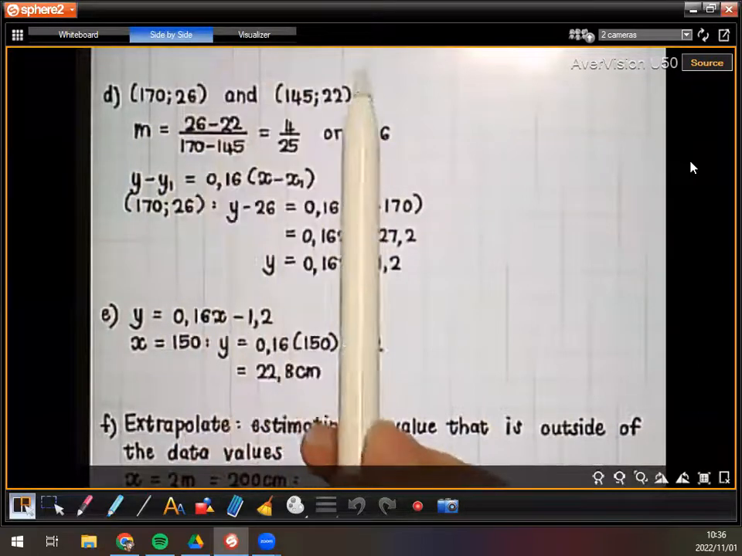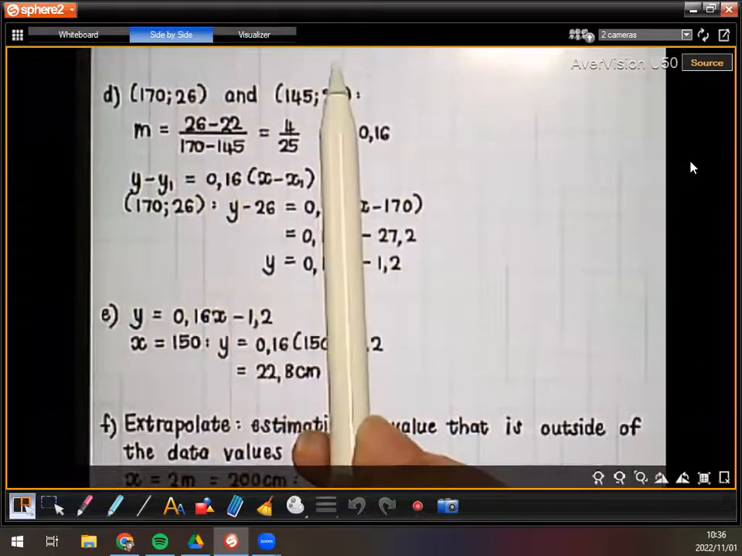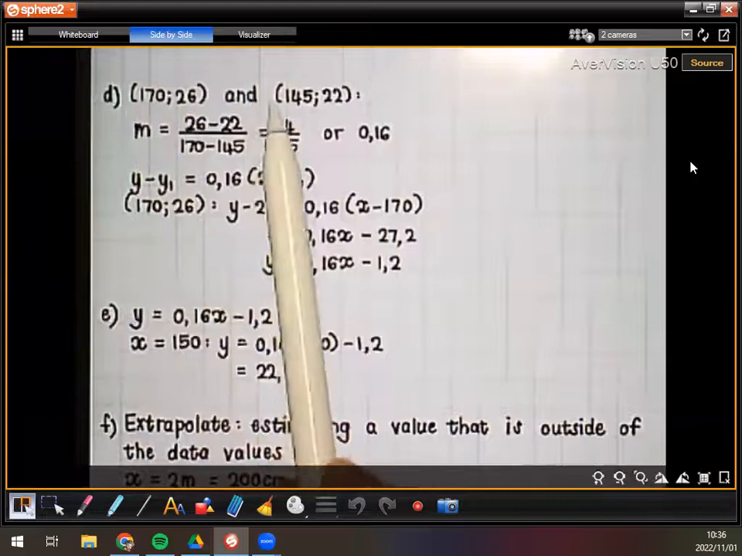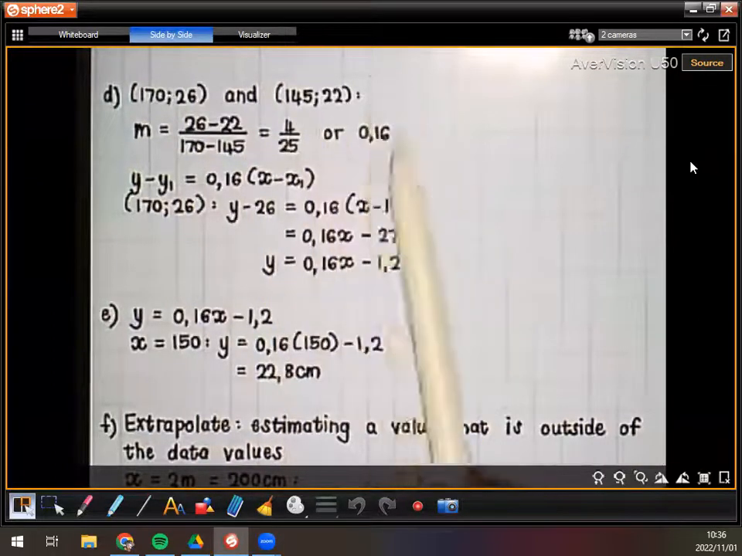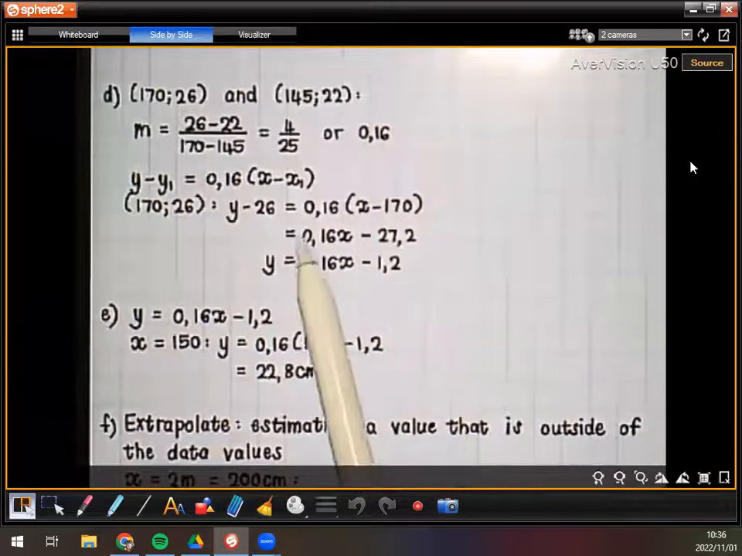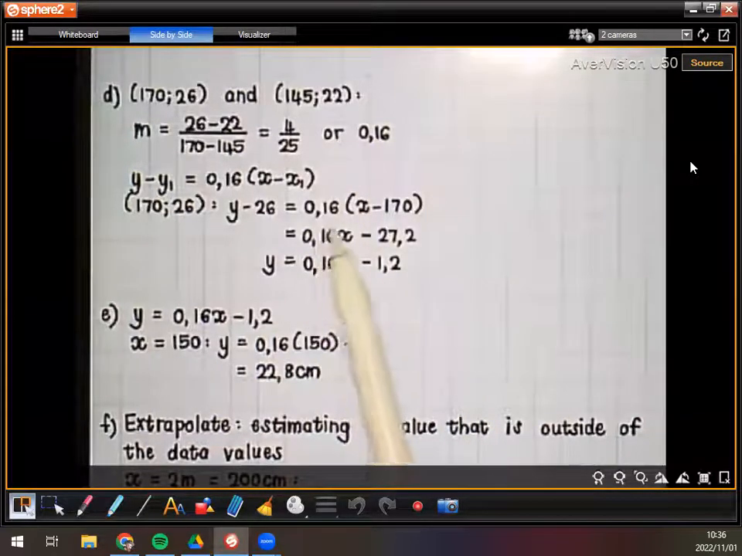Gradient is always change in y over change in x. So I did this y value minus that one, over this x value minus that one. Then I got 4 over 25, but I also carried on with writing it in decimal form.